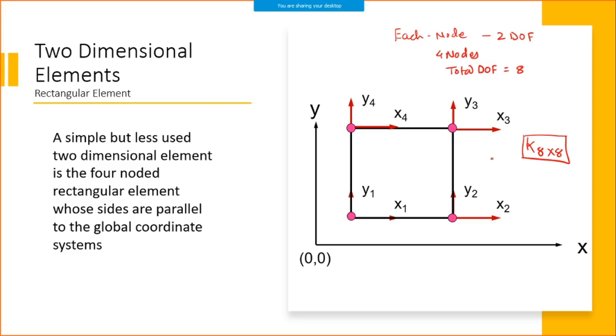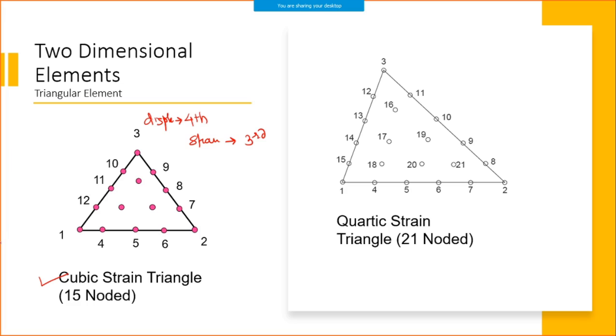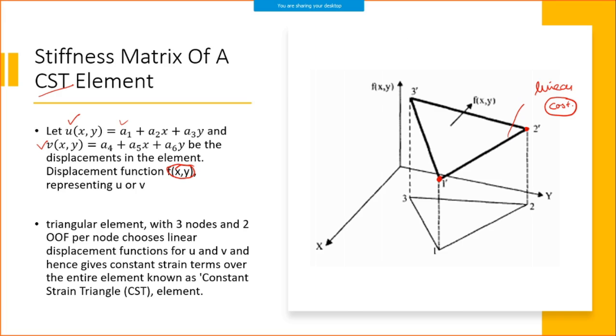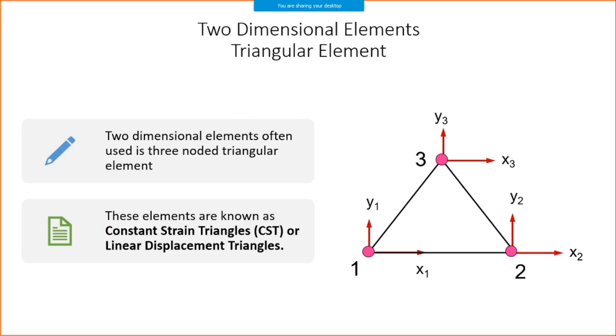So this is what it looks like on a bigger matrix. If we look into the triangular shape, I will have a simple triangular element. In this case, I have 3 nodes, and per node there are 2 degrees of freedom. So my stiffness matrix becomes 6 by 6.